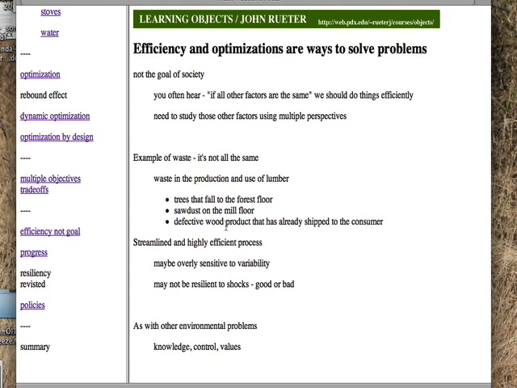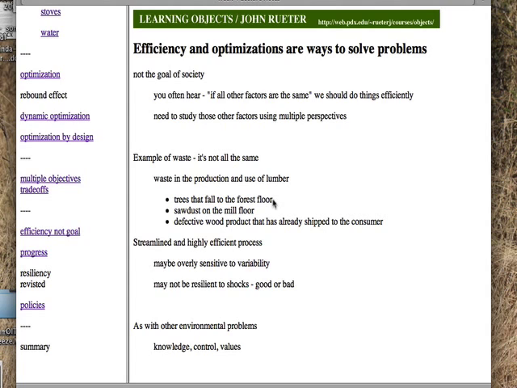Defective wood products that have already shipped to the consumer and then have to be disposed of, like defective wood paneling, that's a very bad form of waste. It doesn't help anybody. It doesn't help the forest. It can't really be repackaged. Often it has to be disposed of as very harmful waste.